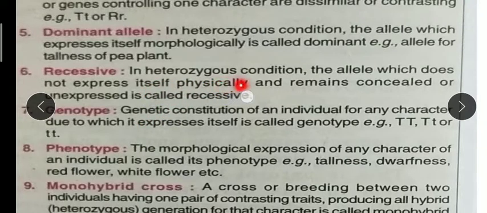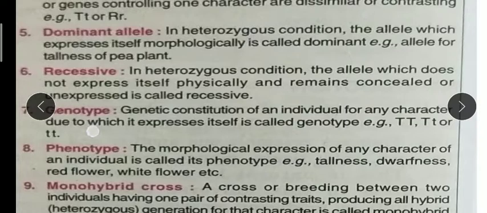So in the heterozygous condition, the allele which does not express itself physically and remains concealed or unexpressed is called recessive. I hope you understand what is homozygous and heterozygous. Examples are given in these terms, so you can easily relate also.